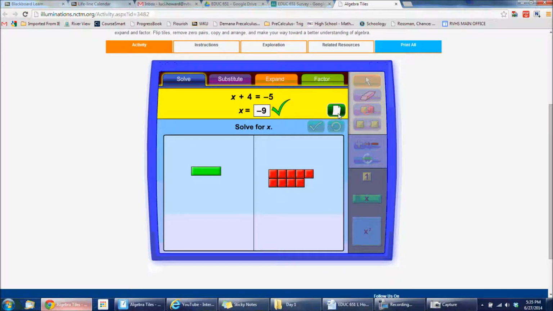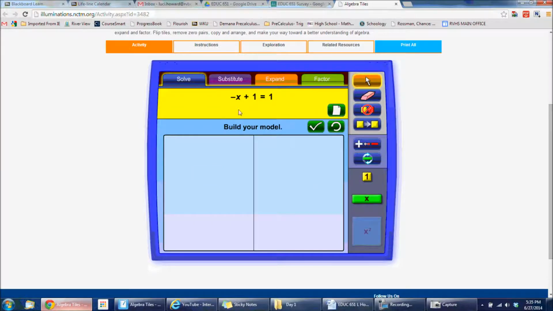I can hit this little icon here, it looks like a new page, and it's going to give me a new problem. So I've got now negative x plus 1 equals 1. Great. So I need a 1 here, and 1 there. And I need a negative x. I'm going to check and make sure I got it set up right. Yep. Now I need to move this to the other side. Well, this time I'm going to move it to the other side, and as soon as it crosses this line here, it becomes negative.